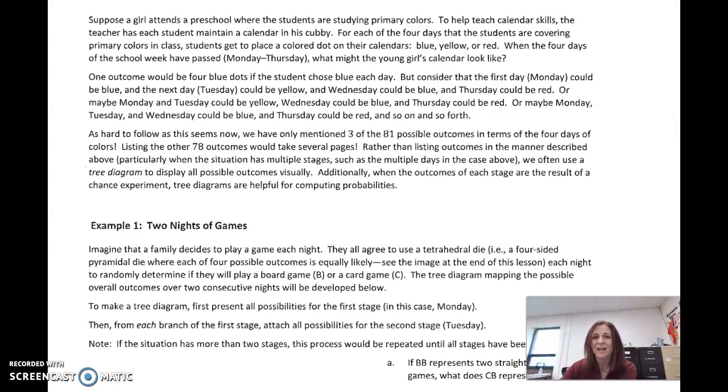As hard as it seems now, we've only mentioned 3 of the 81 possible outcomes. 81 possible outcomes. Think of that. 4 days, 3 colors, 81 outcomes. Rather than listing outcomes in the manner described above, we can create a tree diagram. A tree diagram is a way for us to visually display our outcomes and stay organized. Tree diagrams are helpful for computing probabilities. We can use a tree diagram to list all of our outcomes and also help us compute probabilities.